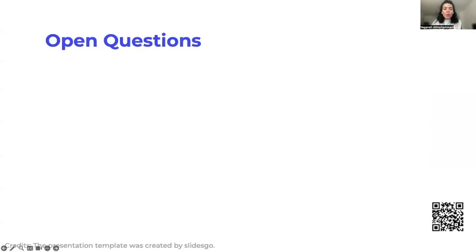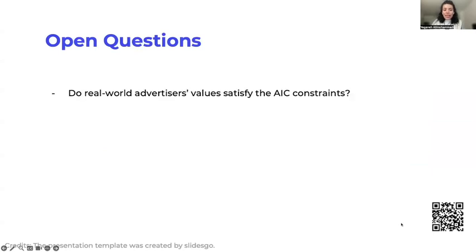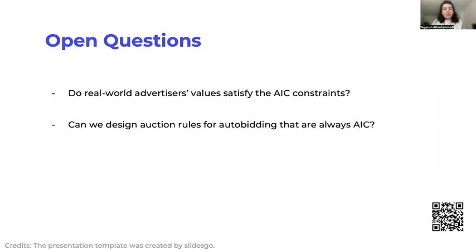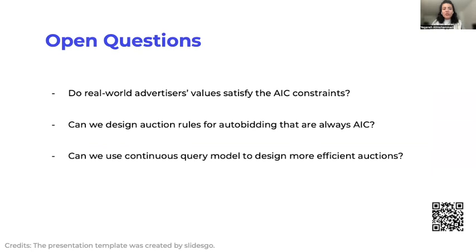And as for the open questions, we can ask whether real world advertisers' values satisfy the AIC constraints or not. And can we design auction rules where auto bidding using this auction rule becomes always AIC, no matter what the valuation functions of the advertisers are, and can we use the continuous querying model to design more efficient auctions from them?